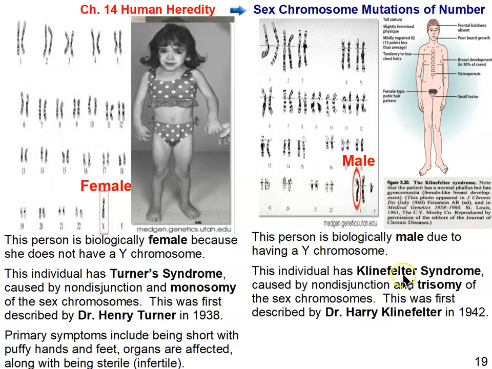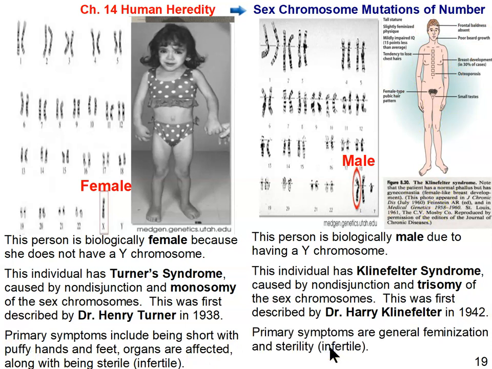And this individual has Klinefelter's syndrome, named after Harry Klinefelter, and he described this condition in 1942, so relatively recently. You can check out these symptoms for yourself from the diagram, but in general, the primary symptoms are general feminization and also sterility. In other words, these individuals cannot reproduce, and again, it's because there's the wrong number of chromosomes, and that interferes with meiosis and gametogenesis.